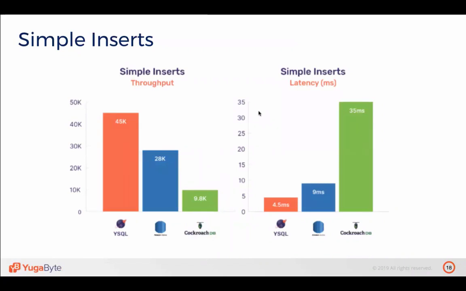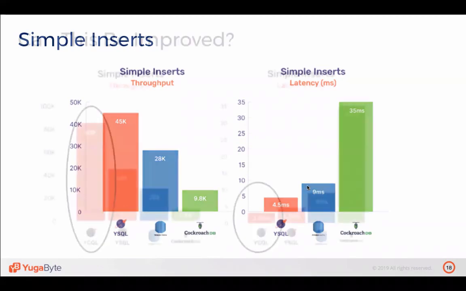All right, so the first benchmark we did was the simple inserts benchmark against these 3 databases. On the left, the bar charts show you the write throughput. On the right, the bar charts show you the latency. The YSQL Postgres compatible API of YugaByte DB did 45,000 writes in the setup. Aurora did 28,000, and CockroachDB did close to 10,000. And the latencies were 4.5 milliseconds for YugaByte DB, 9 milliseconds for Aurora, and 35 milliseconds for CockroachDB.